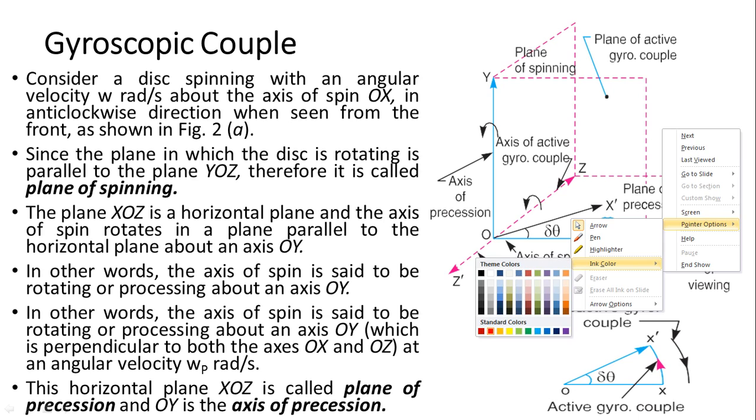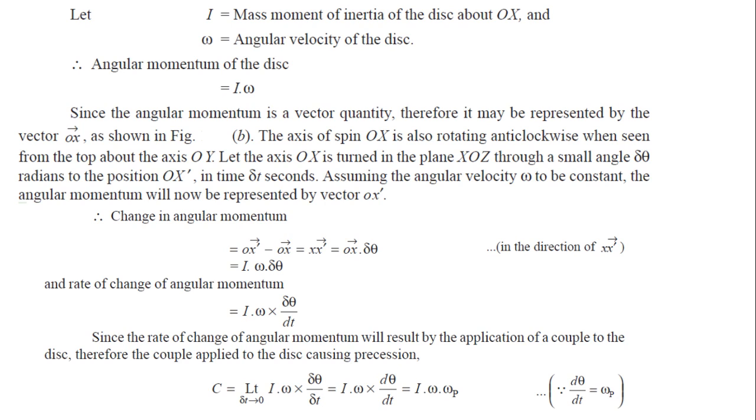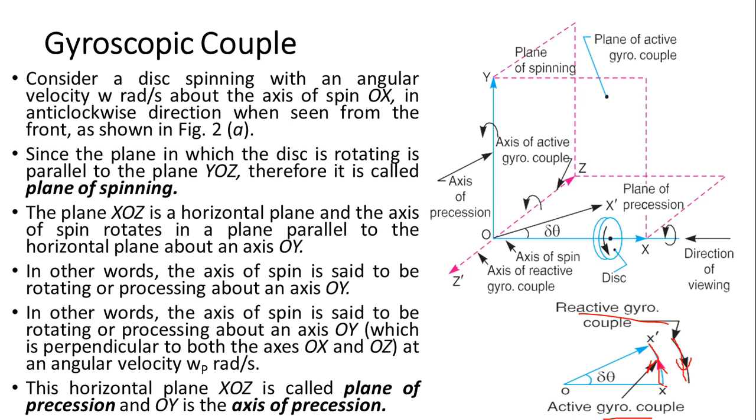Always remember that whenever there is an active gyroscopic couple in one direction, the opposite will be the reactive gyroscopic couple. Both will be in opposite directions. This is the consideration we have taken for the angle del theta, rotated from x to x dash. Let us consider that the axis of spin OX is rotating anti-clockwise when seen from the top, about the axis OY, and let the axis OX be turned in the plane XOZ through an angle del theta to the position OX dash.